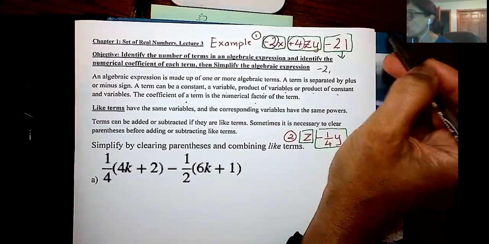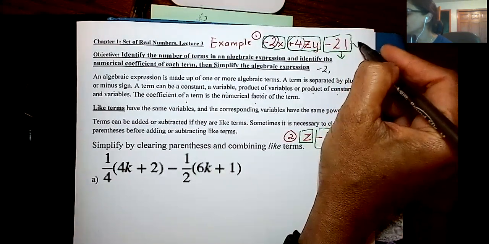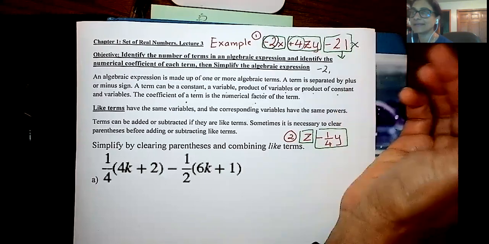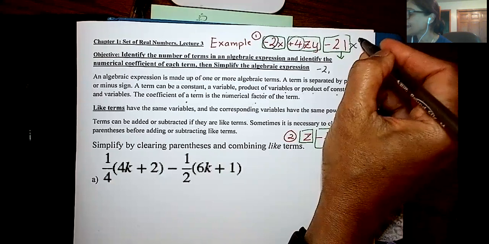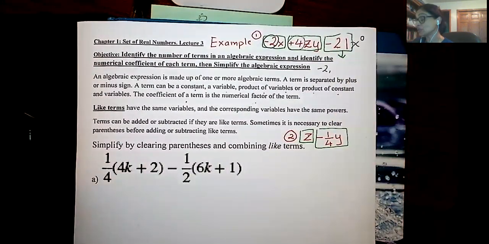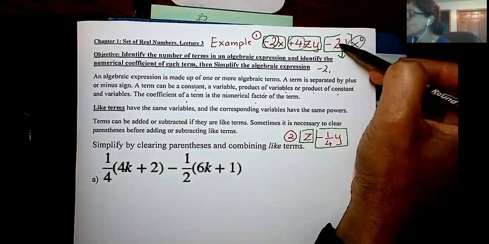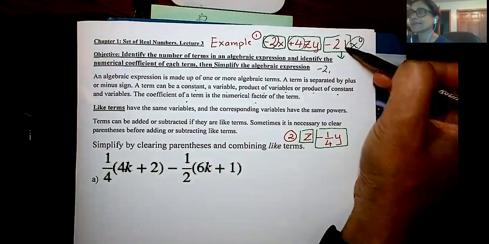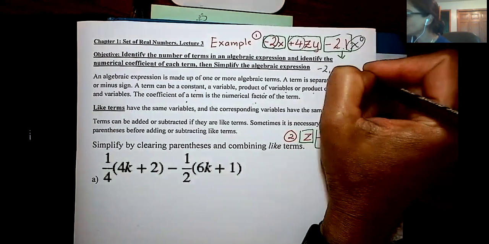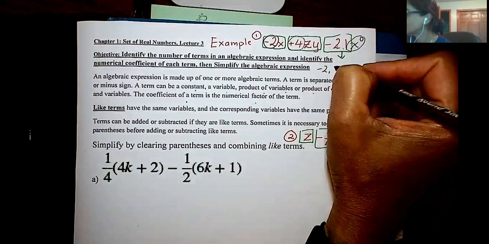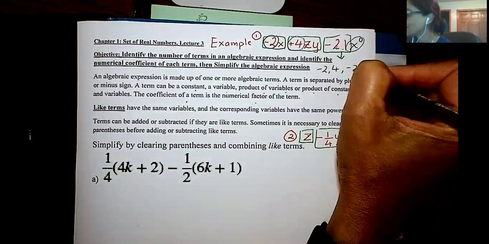Even though there is no variable, we can think of it being some variable, whatever it is, x, y, z, a to z, any variable, and it has an exponent of 0, which is 1. So this x to the 0 means 1. So even though this has no variable, that -21 is a coefficient. So the coefficients of the first example are -2, 4, and -21.